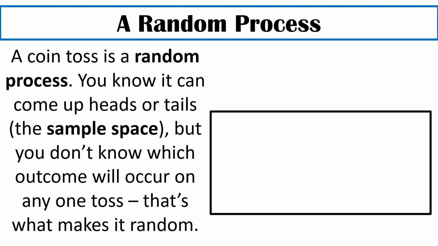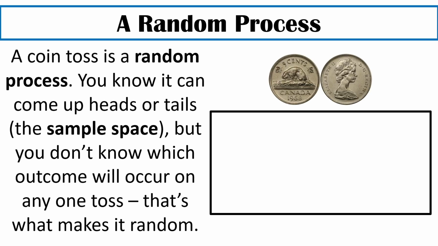Okay, so now let's get into the probability theory stuff. So first, we need to define what's called a random process. This is something that's quite intuitive. Most of you are familiar with random processes. You just never called them that. So a random process is, for example, a coin toss. Why do we call a coin toss a random process? It's because you know what the outcomes are. It can come up heads or tails. We call the set of all possible outcomes the sample space. So we know the sample space, it's heads or tails. But the point is, we don't know which of those outcomes will occur on any individual toss. And because of that uncertainty, we call it a random process.